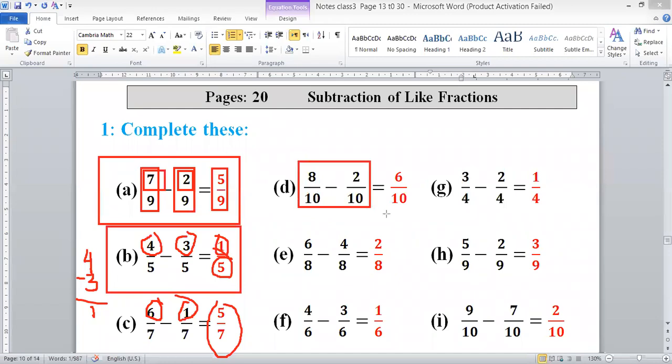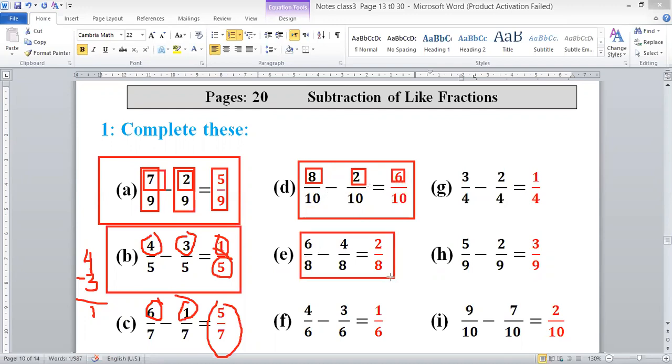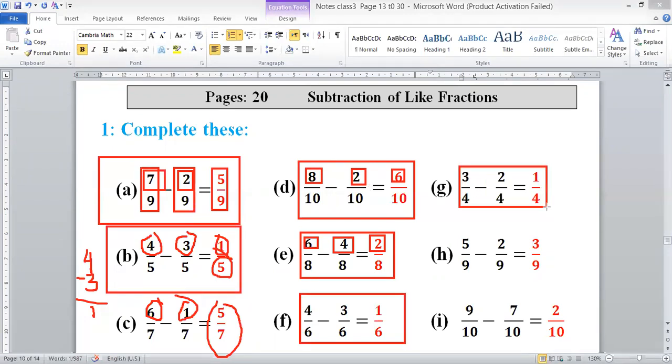Here, 8 over 10 minus 2 over 10, 8 minus 2. That is equal to 6 over 10. 8 over 10 minus 2 over 10, 6 over 10. Here, just subtract 4 from 6. 6 minus 4. That is equal to 2. 8 remains 8. 10 remains 10. Here 6 remains 6. Here 4 remains 4.